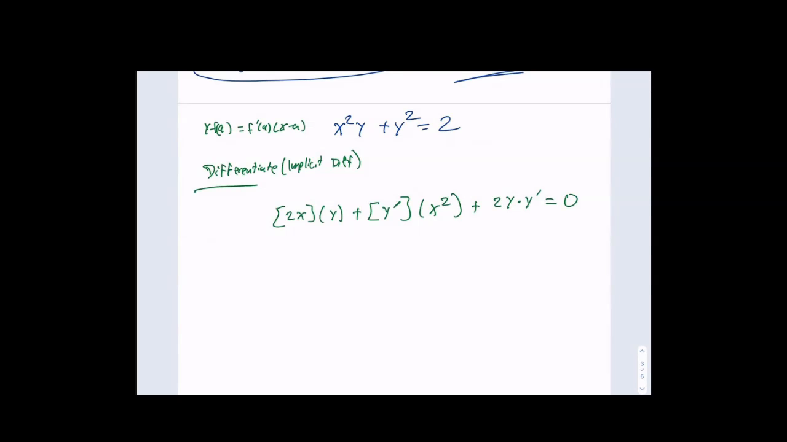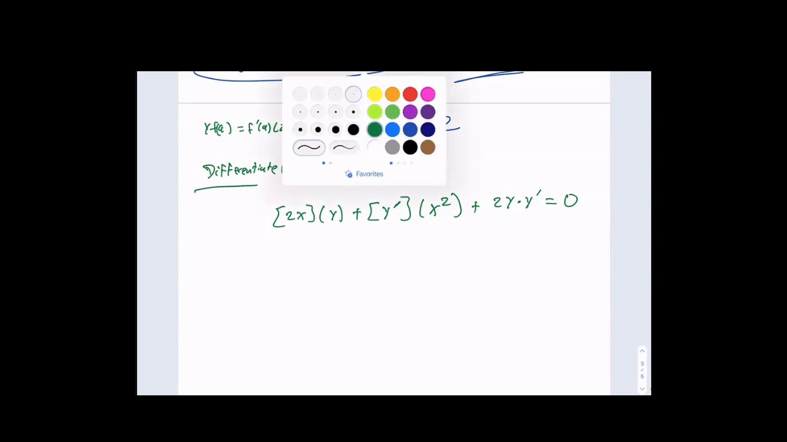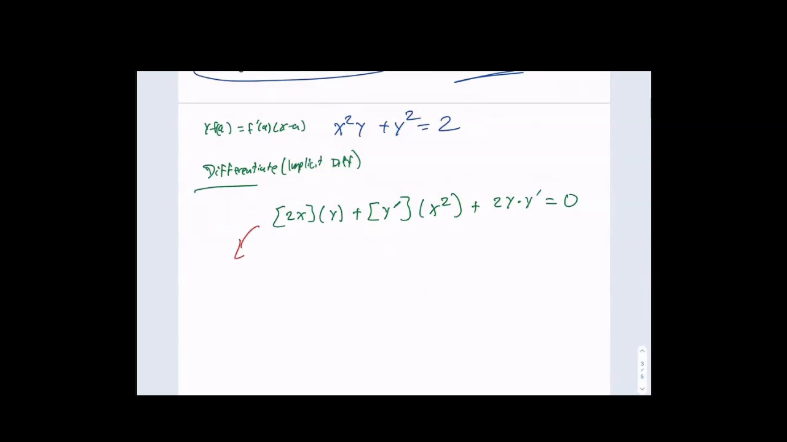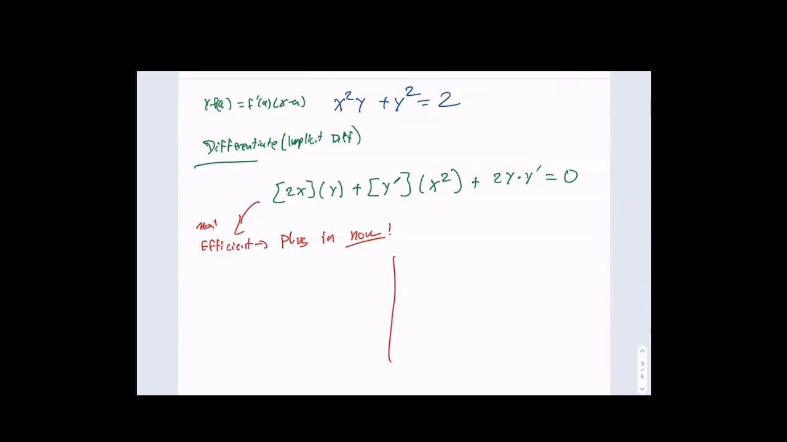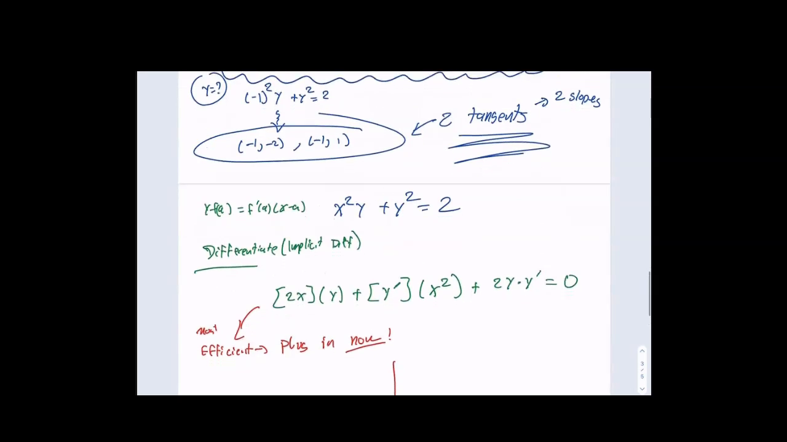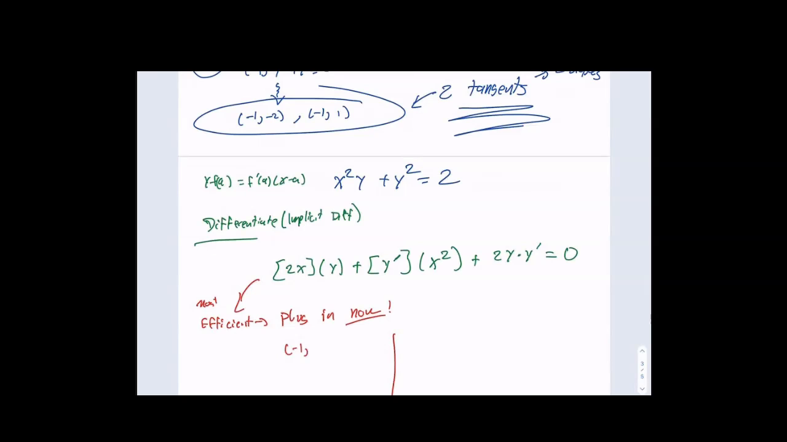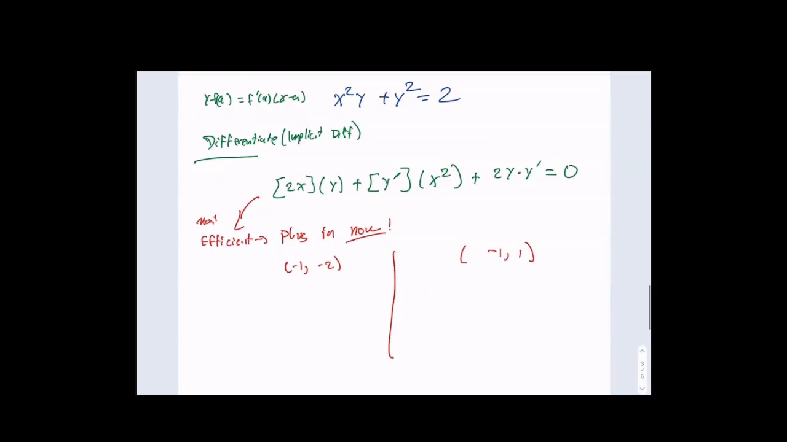Don't you have to plug in the x's? We've already done the derivative, so the most efficient way is to plug in now. The problem here is that we have 2 points: (-1, -2) and (-1, 1). So we have to find 2 slopes, so we have to do 2 problems.